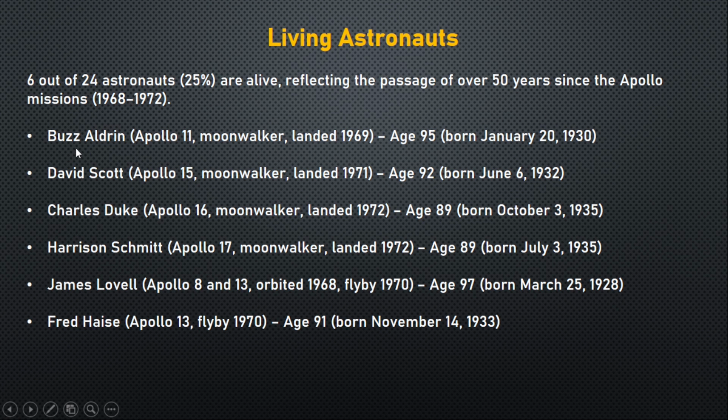So we have Buzz Aldrin. They are quite old. Sorry, Buzz Aldrin is 95, but David Scott is 92. Charles Duke is 89. Harrison is 89. James Lovell is 97. And we have Fred Haise, who is 91. So they are quite very old.